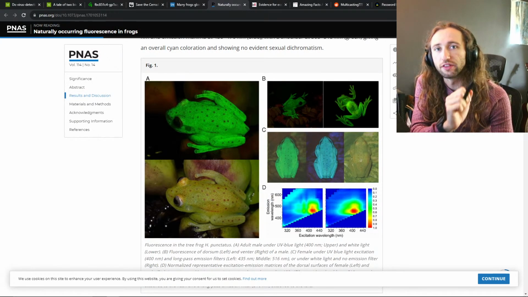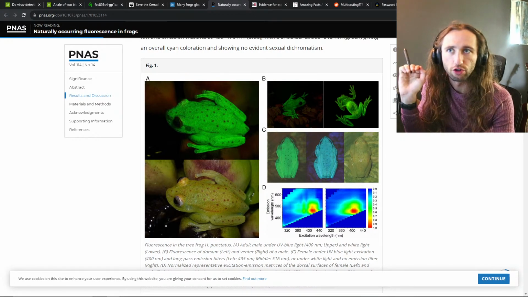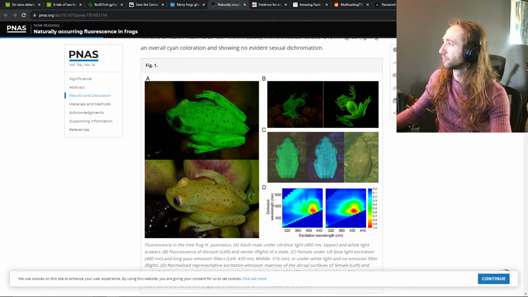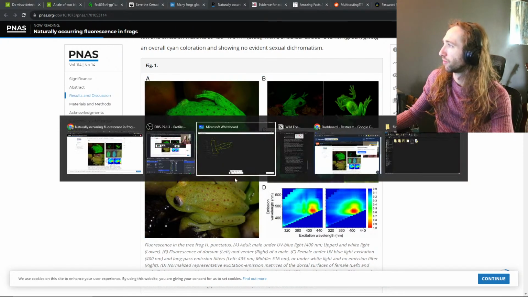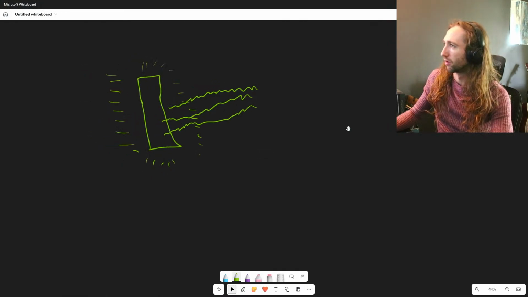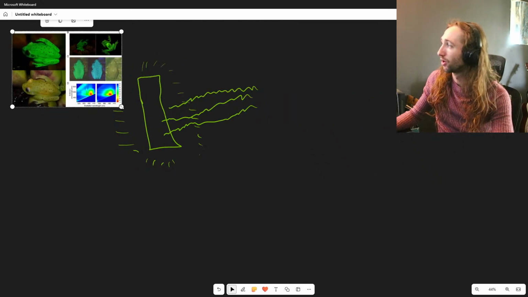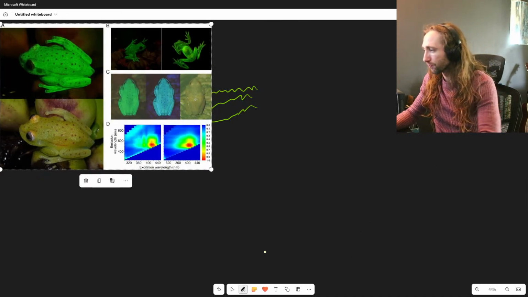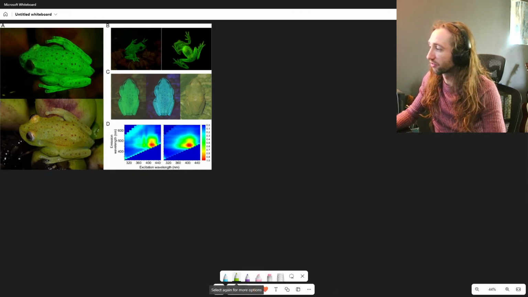Now, what the authors did in that study to test for adaptation in this crazy fluorescence in frogs is they had 4 criteria to detect. And I'm going to do something neat. Copy. Image. We're going to put this here, make it big, and then we're going to write notes. Look at that. So, let's put the pen down. Cool.